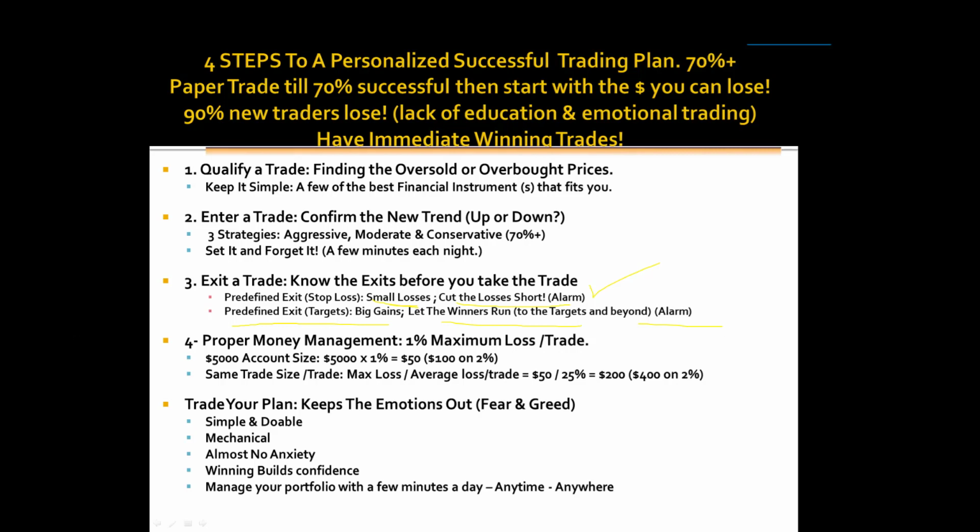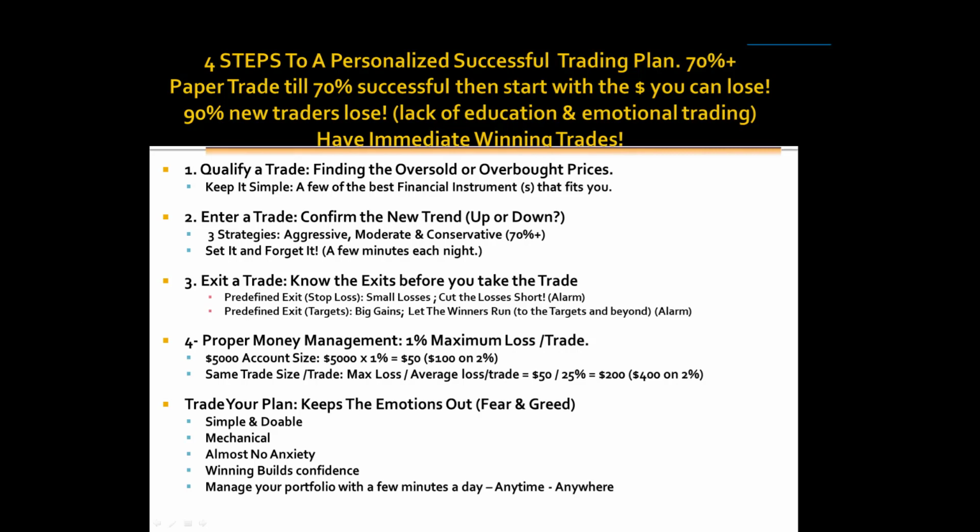Now, when it comes to the loss, this is what I call number 4, proper money management. It's probably the most important of all these 4 steps. We want to keep our maximum loss to a maximum of 1% of your account size. Now, we find out we actually don't have this loss all the time. If anything, our loss is more like 25% of this 1%. But even if you do lose that 1% completely on every trade, it's going to take you 100 trades before you deplete your account.